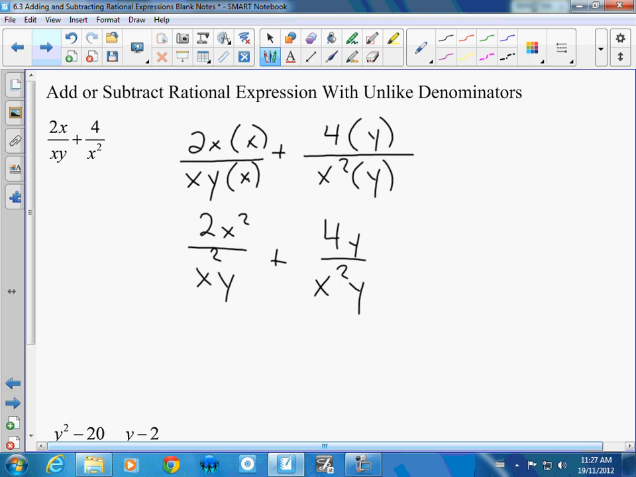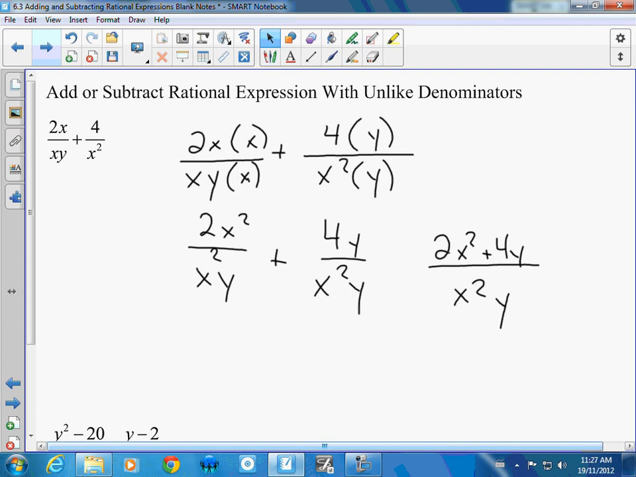Do we have common denominators? So what do we do with the exponents? Not the exponents. What do we do with the numerators? So 2X squared plus 4Y over top of X squared Y. Now, can you simplify? What's between the 2X squared and the 4Y? A plus sign. So those are two separate terms on the top, aren't they?